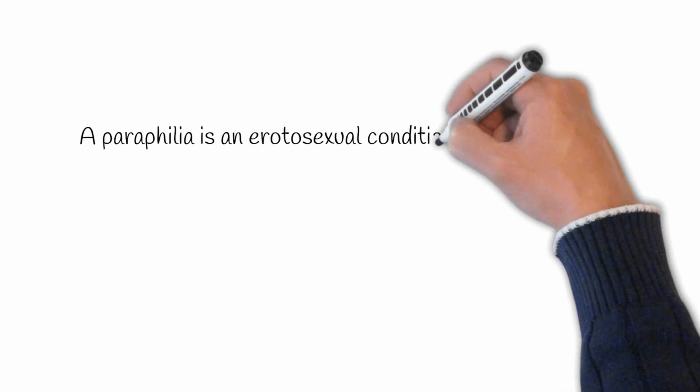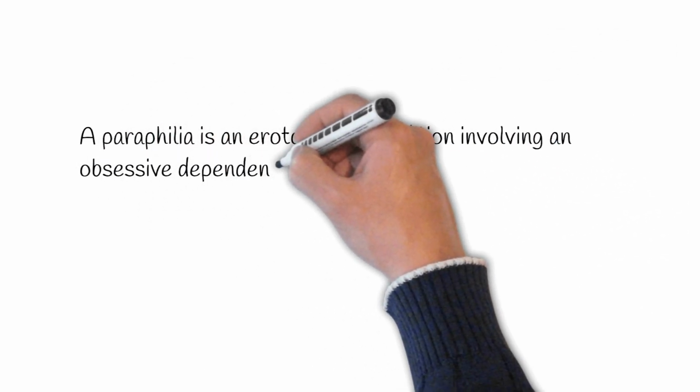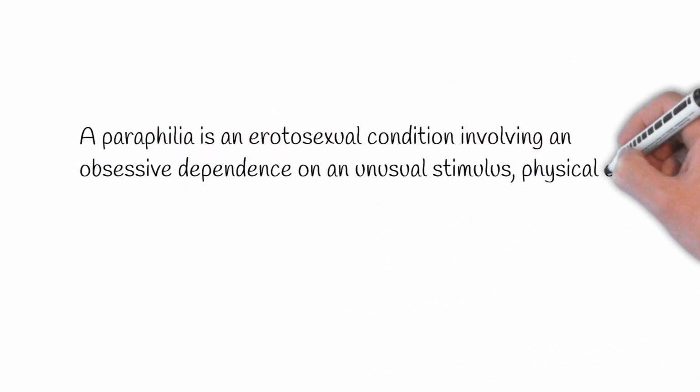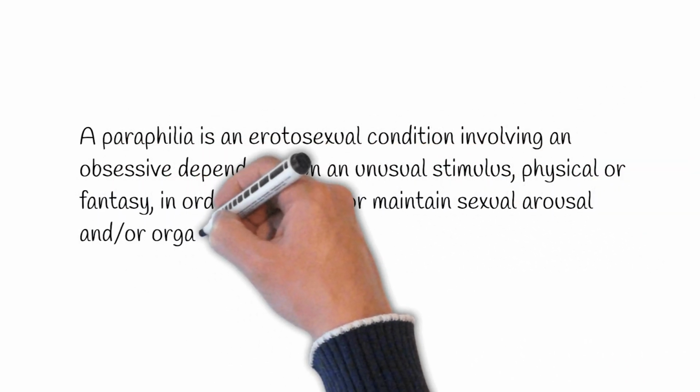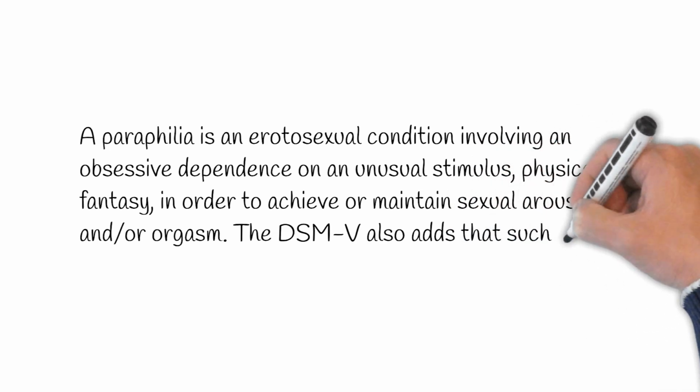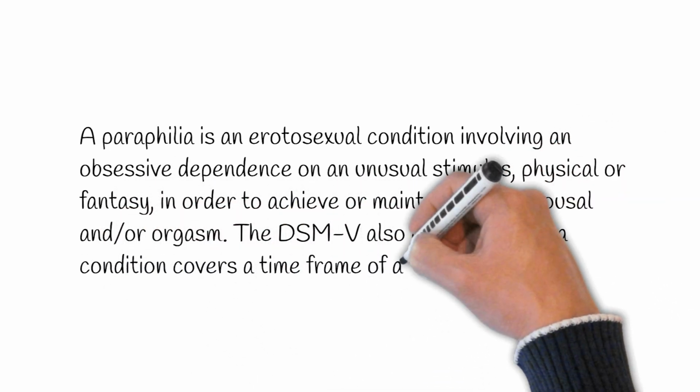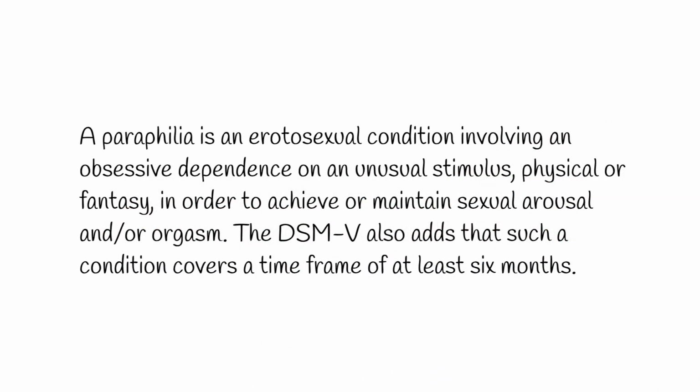A paraphilia is an erotosexual condition involving an obsessive dependence on an unusual stimulus, physical or fantasy, in order to achieve or maintain sexual arousal and/or orgasm. The DSM-V also adds that such a condition covers a time frame of at least 6 months. Hickey notes that occasional paraphilic fantasies are common. Some paraphilia are legally tolerated, certain fetishes, while others involve criminal activities. Between these two spectrums lies a gray area of defining sexual activity as either criminal or non-criminal.